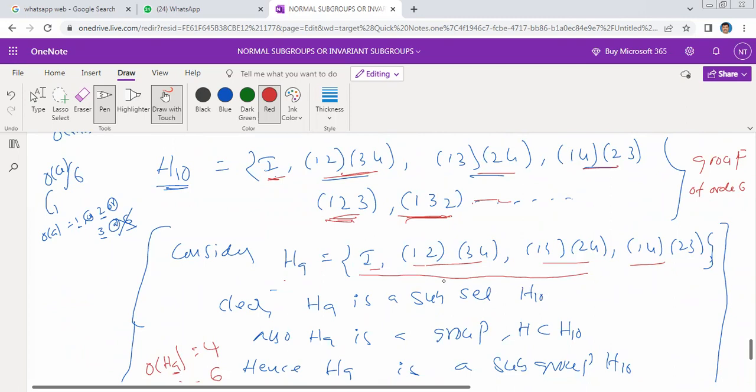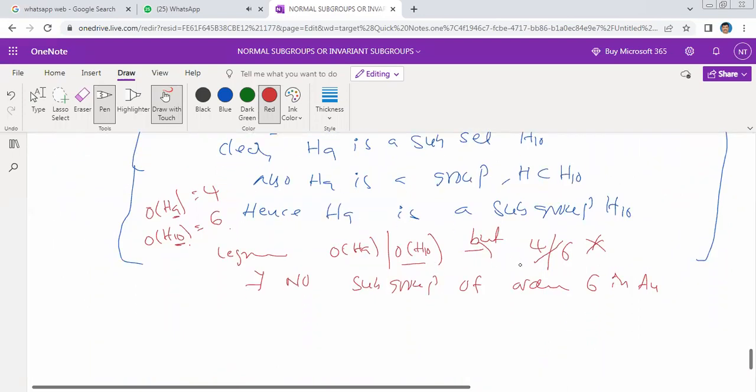It is also a subgroup of H10. By using Lagrange's theorem, H9 is a subgroup of H10, but this condition fails.